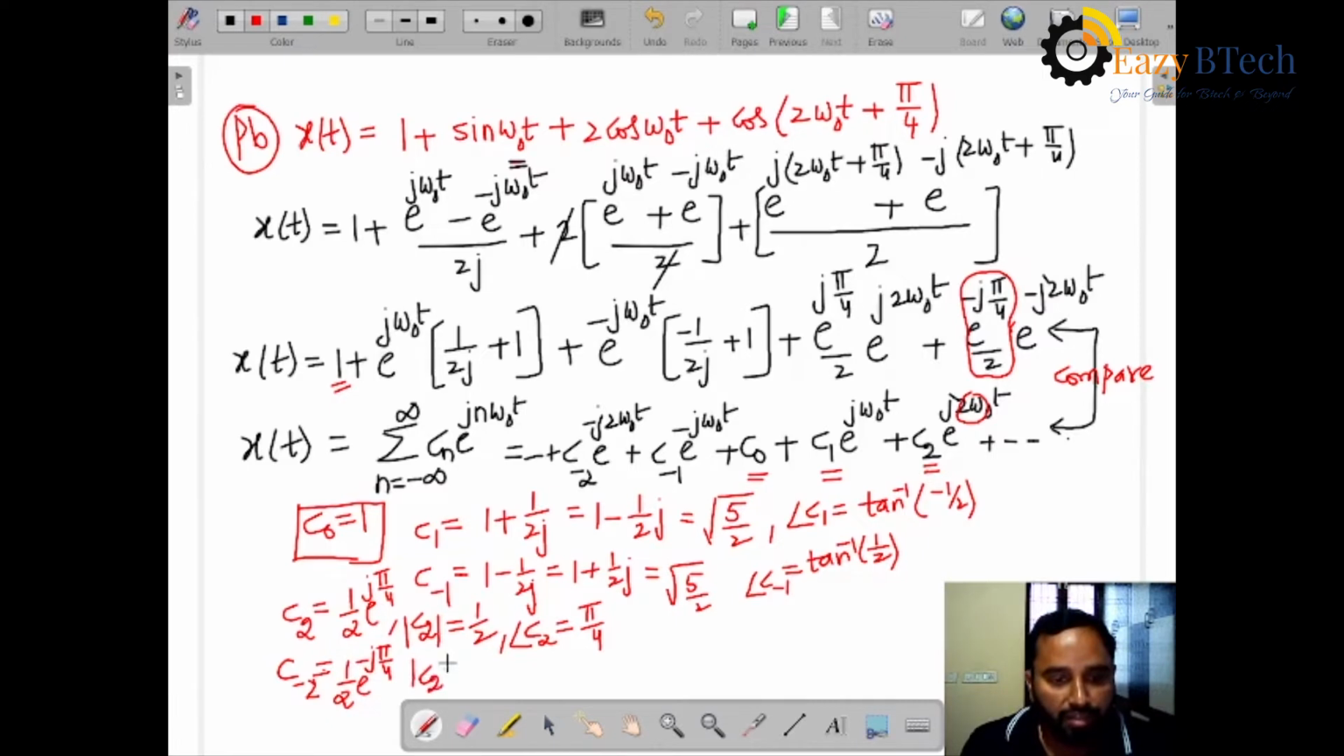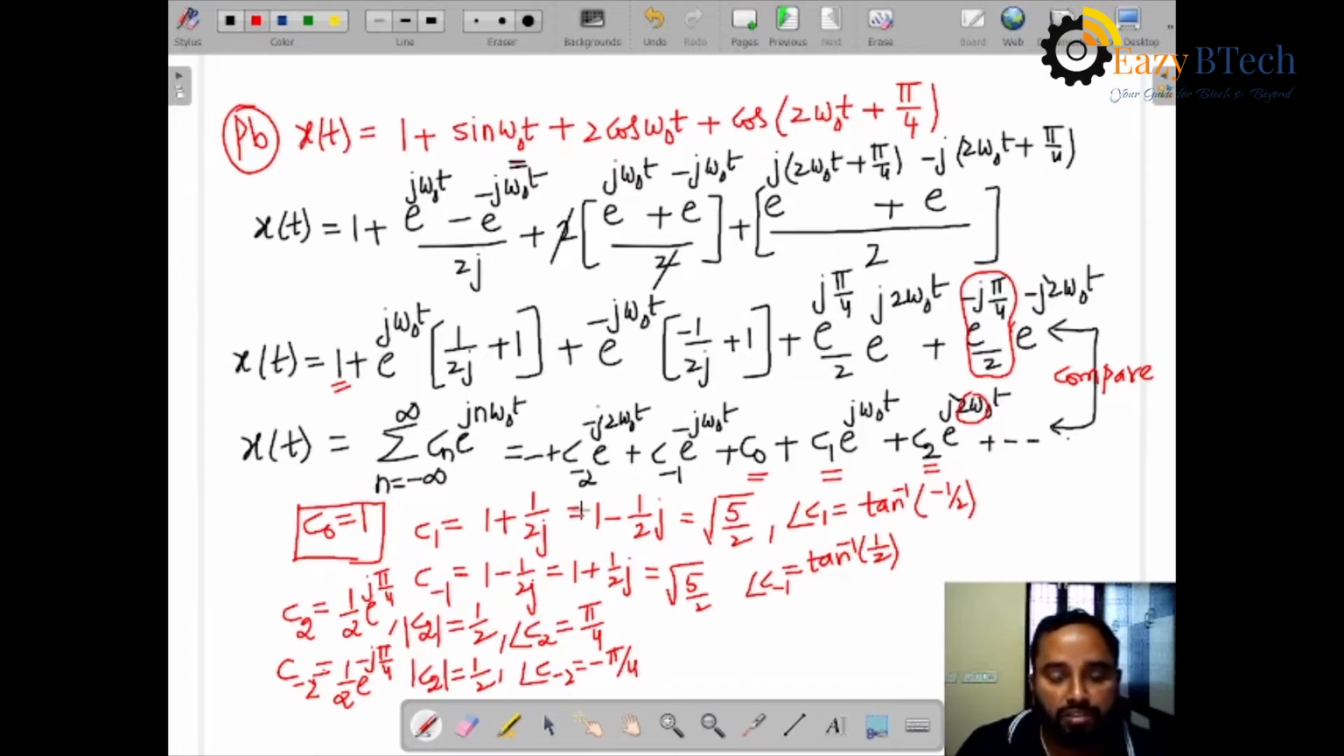So what is the magnitude here? 1 by 2 only. And what is the phase? C minus 2 phase? Minus pi by 4. Right? So this is the simple way of doing Fourier series, or finding the coefficients of Fourier series, their magnitude and phase. Let's go to continuation.